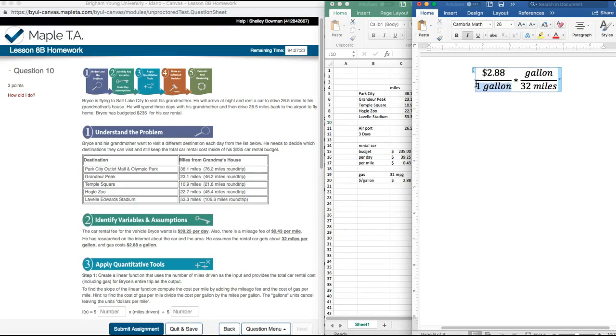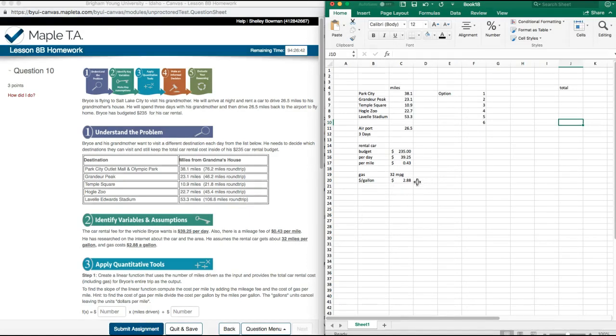So one way of showing that is to cross these out, strike this out, and I'm left with cost per miles, which is exactly what I wanted, because we were already given cost per miles with the mileage fee of 43 cents, and I can add those and that'll give me the total cost per mile in the driving. So I need 2.88 divided by 32, and I'm left with dollars on the top and miles on the bottom, and we can go ahead and use Excel over here to find that for us.